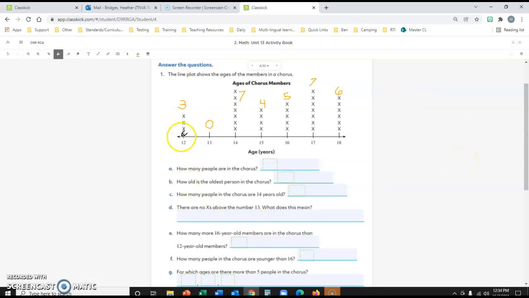Okay. So I'm going to go through and I'm going to count each one of these x's. Okay. 7 plus 3 is 10. Okay. Plus 4 is 14, plus 5 is 19. If I keep going, I'm going to count all the way up to 32. Okay. So there were 32 people in the chorus altogether. B, how old is the oldest person in the chorus? We want the oldest person's age. If I look here, I can see that the oldest person would be 18.